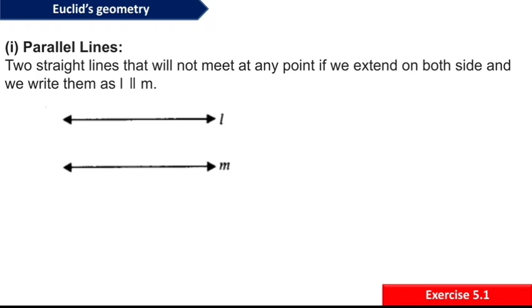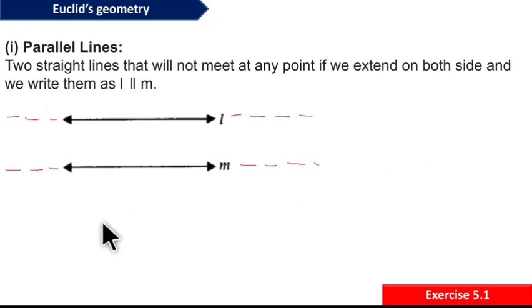So what are parallel lines? Two straight lines that will not meet at any point if we extend them on both sides. So here we have two straight lines, right? If we extend on both sides, let's see the right side here. If we extend both line L and M here, and here also, will they meet at any point?